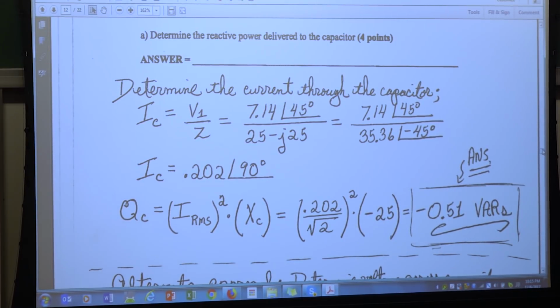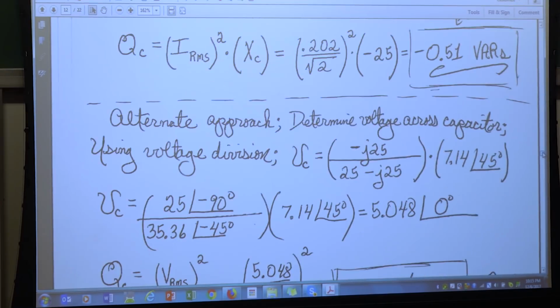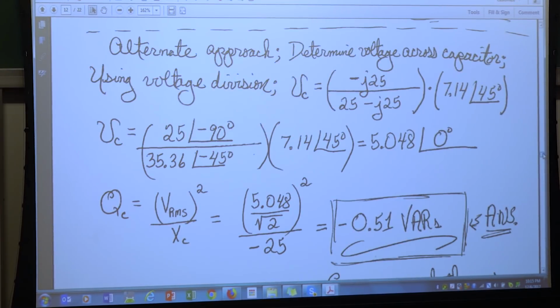My colleagues, did I do it the alternate way? If some of you would like to have done it by using voltage division, you'll get the same answer, and I've done it here by voltage division. So whichever way you want to do it, you should be good. How are we on part A of this? Okay. All right. So we just continue on.